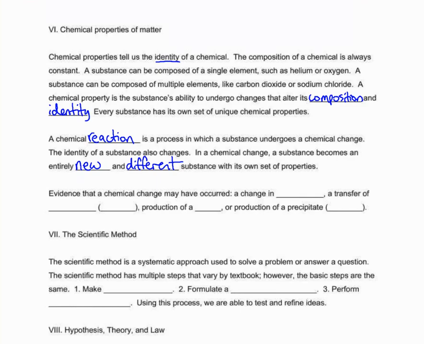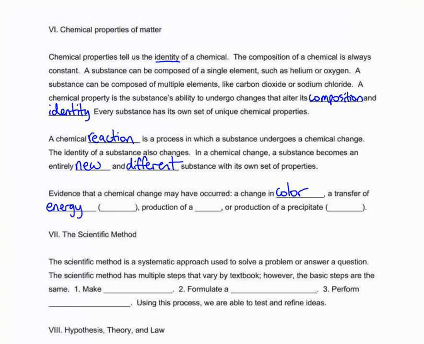In this class, we will look for some evidence that chemical reactions have occurred, or we're talking about observations. Observations that a chemical change may have occurred. If there is a change in color, there might have been a chemical reaction. If there's a transfer of energy, there may have been a chemical reaction.